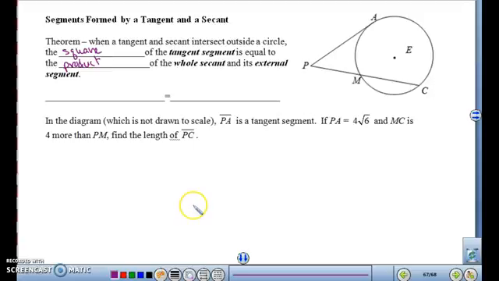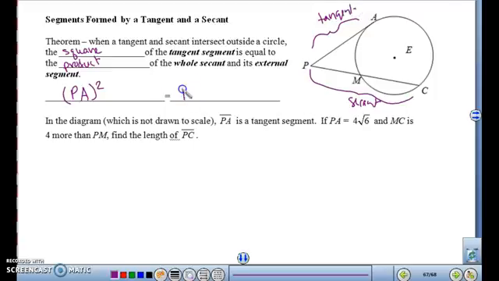Okay, well, if you think about this, this makes sense. The whole tangent would be PA, and its external part would also be PA, wouldn't it? So that means that's going to be PA squared is equal to the whole secant, which would be PC, times its external part, which would be PM. All right, so this is the weird formula, but it does work.